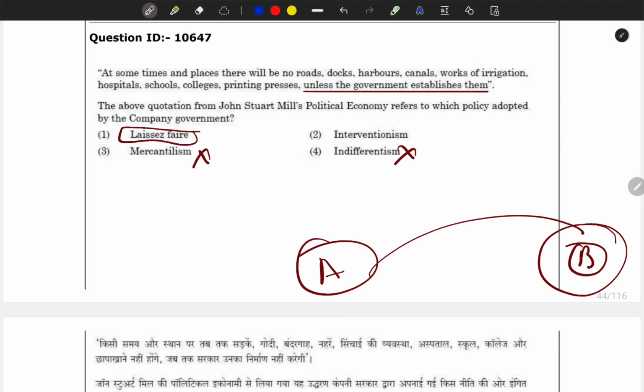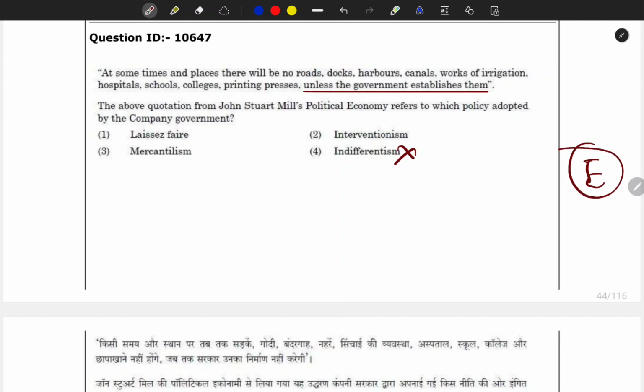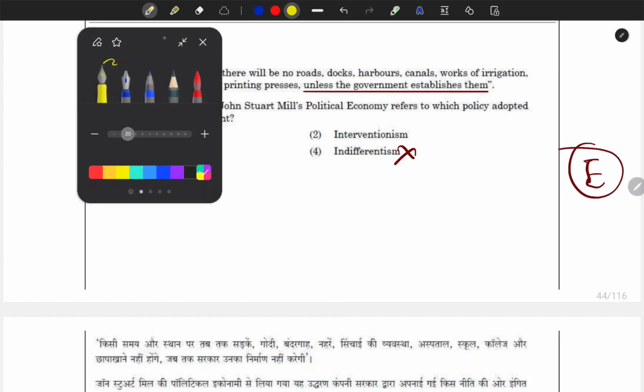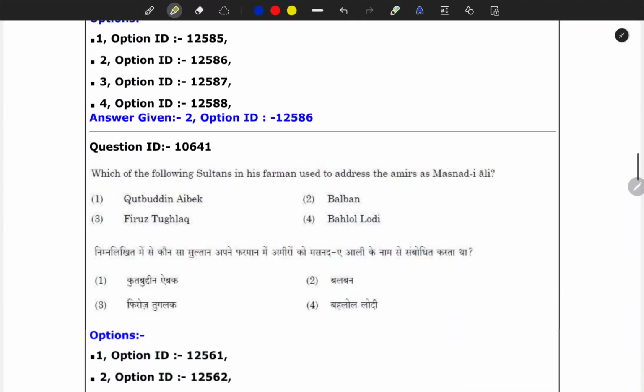Laissez-faire means accessing the trade. So this is also somehow related to mercantilism, and these are the same for me. So if I do the word breakdown here, interventionist policy is the correct answer. So this is an easy nature of question for me. You have to do certain word breakdowns in these types of questions. So here is the correct answer.